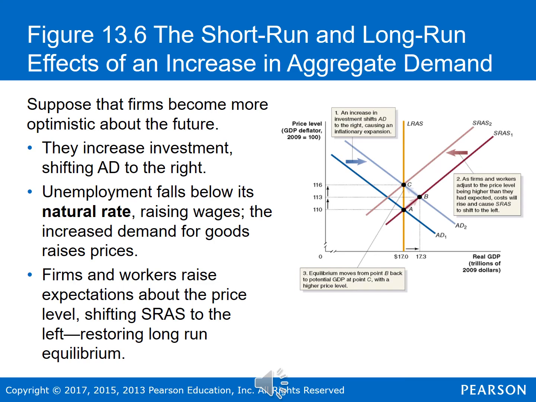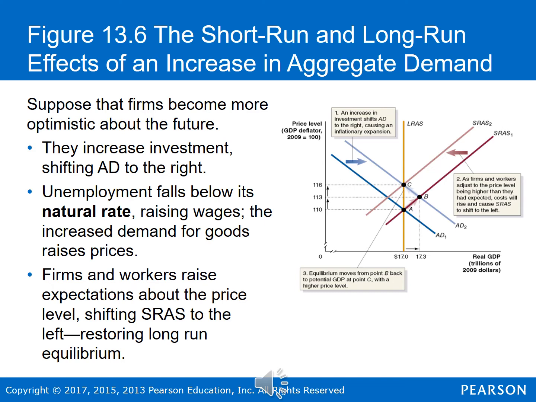Just as an automatic mechanism brings the economy back to potential GDP from a recession, an automatic mechanism brings the economy back from short-run equilibrium beyond the potential GDP. This is what we see in the second part of this example. So the shift from aggregate demand 1 to aggregate demand 2 initially leads to short-run equilibrium at point B. So the price level rises from 110 to 113. At this point, workers and firms are going to begin to adjust to the price level being higher than they expected. So what happens? Again, workers push for higher wages, and firms demand higher prices for the goods and services they're selling.